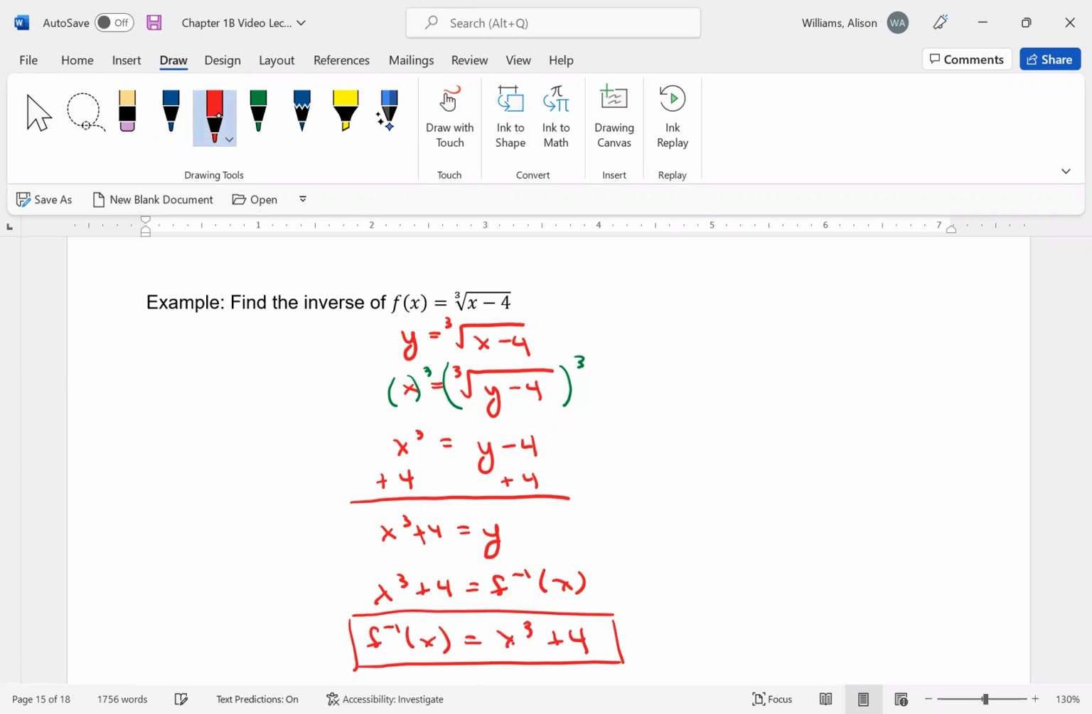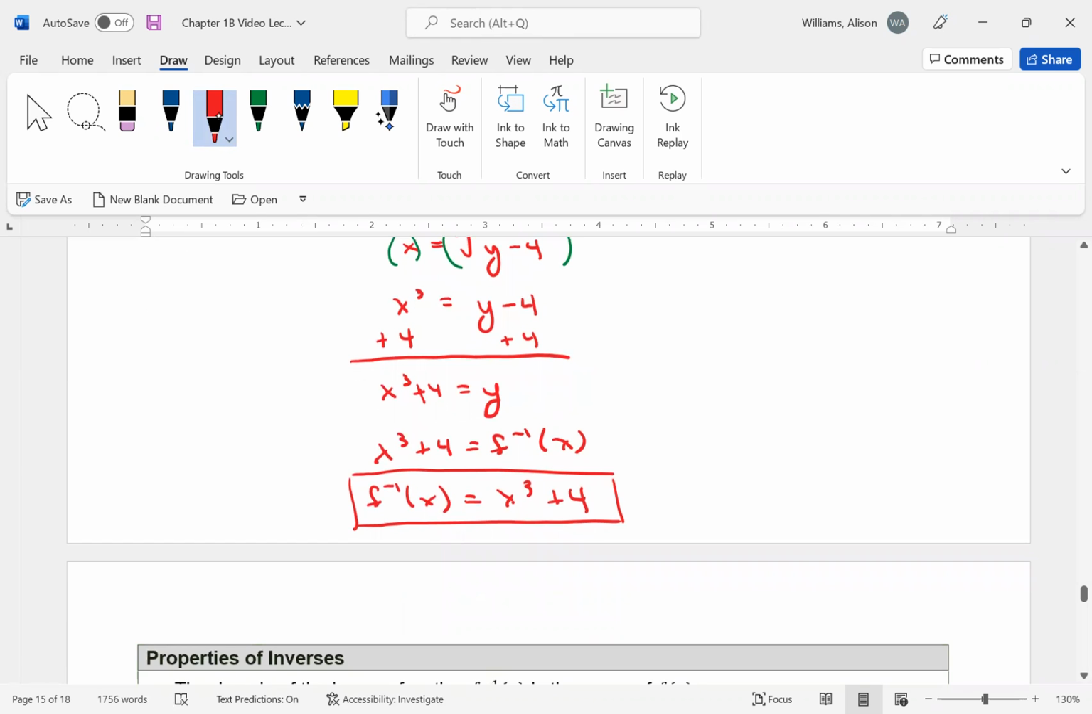So that's the inverse. And it makes sense. Where the original function f of x is taking a cube root, the inverse is doing the opposite. It's cubing. Where the original function is subtracting 4, the inverse is doing the opposite. It's adding 4. All right.